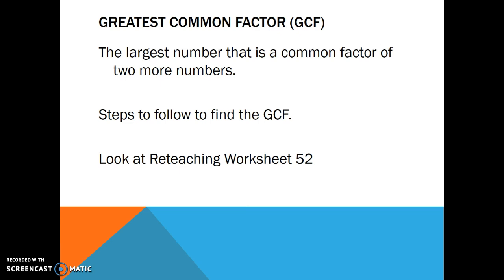Greatest common factor. The greatest common factor is the largest number that is a common factor of two or more numbers. We are going to go through the steps to find the greatest common factor. Hopefully you have worksheet 52 in front of you. It says reteaching worksheet 52, greatest common factor. If you don't have it, you're probably going to be fine because my PowerPoint has all of the examples on it. So if you're watching this from home because you missed school today, you're probably okay. But I still want you to do the work with me on a lined sheet of paper.